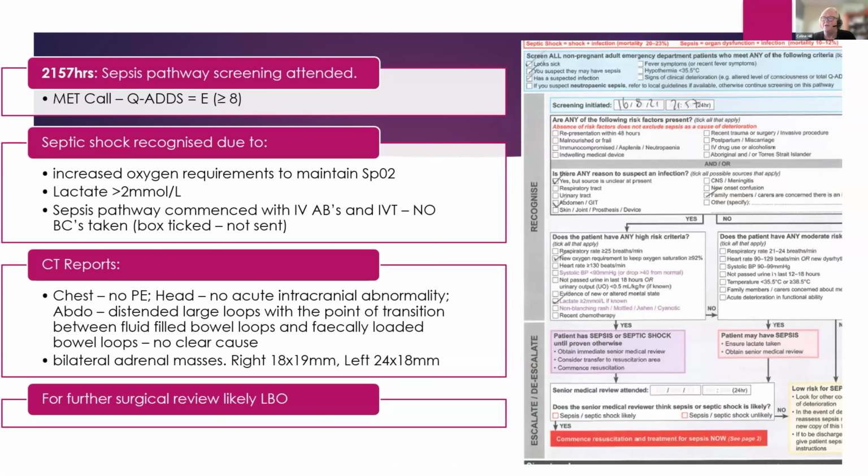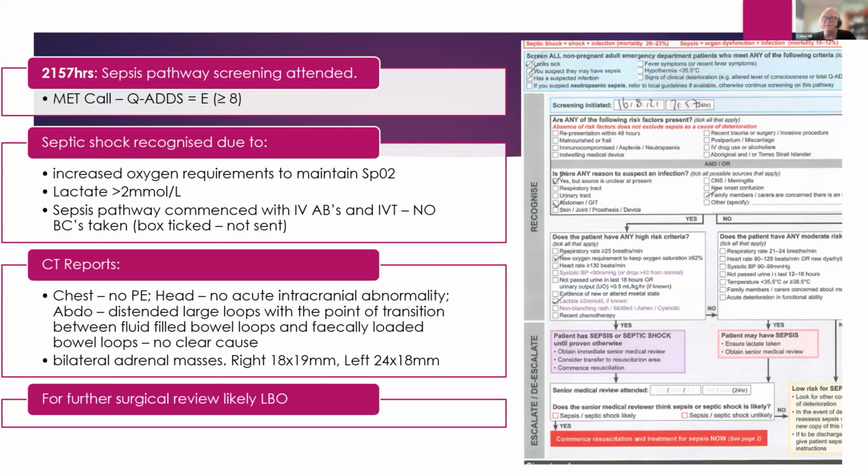They did the screening of the pathway just before they called the MET call, and it looked like she had sepsis. She had an increasing oxygen requirement, and they did a lactate. The medical staff did bloods. Lactate was greater than 2. She had commenced antibiotics and IV therapy, but no blood cultures were actually sent. So the box was ticked that they had been done, but they didn't get sent or weren't done. It's hard to know what happened.